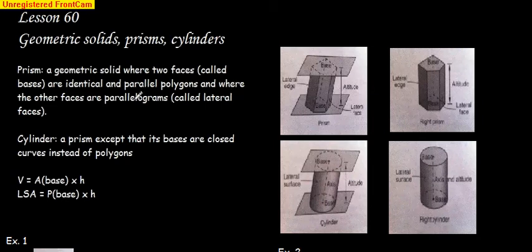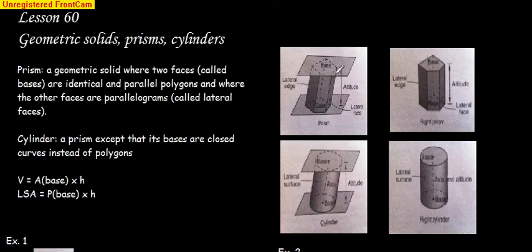A prism is a geometric solid where two faces, called the bases, are identical and parallel polygons, and where the other faces are parallelograms. So you can see the base right here, and a base down here. They look like pentagons. They're exactly the same, and they're parallel. That's why they have these parallelograms drawn around them to show they're parallel.